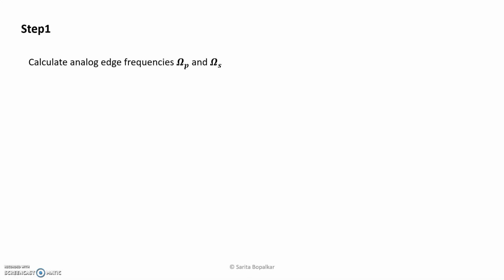Calculate the analog edge frequencies Ohm P and Ohm S. The given frequencies are digital frequencies. So the first step is to convert these into analog frequencies so that we can use the Butterworth designing method, which is an analog designing method. By using BLT, bilinear transformation, this is the relation between analog frequency and digital frequency. So we can use this to calculate Ohm P and Ohm S.